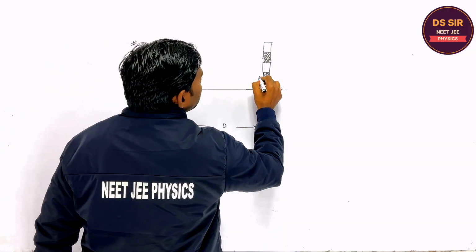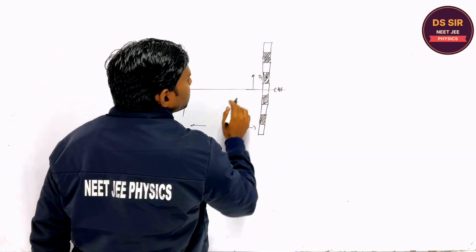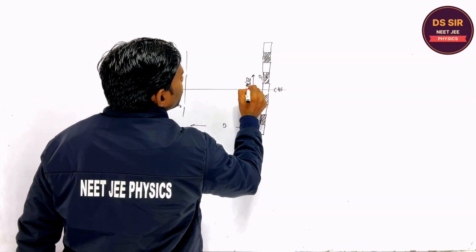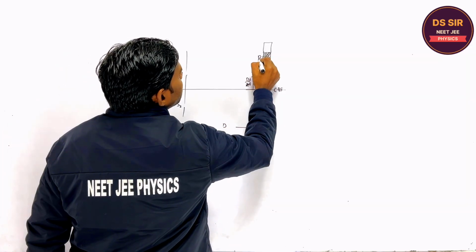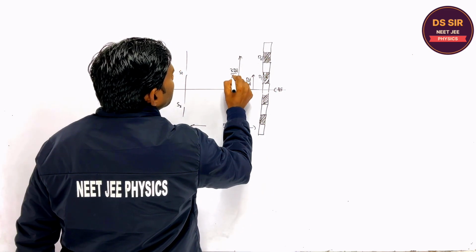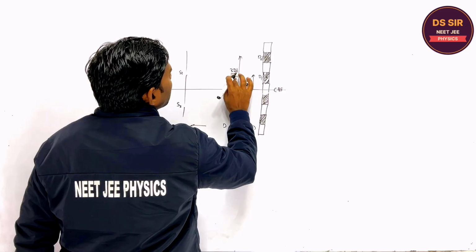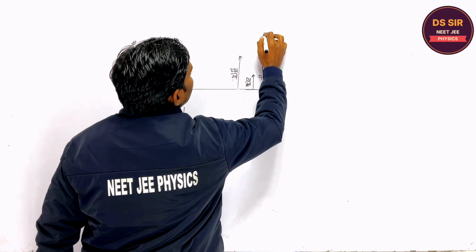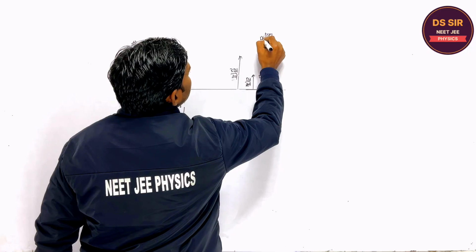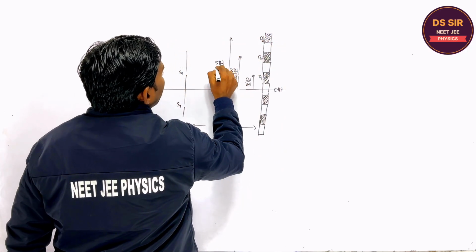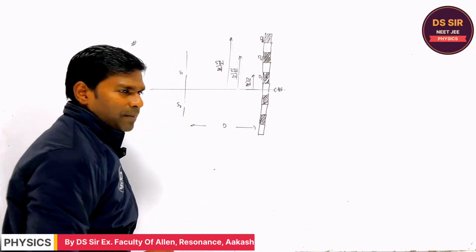If you consider this the d1, what is this distance? This is D lambda over 2d. And if this is the d2, what is this distance? 3D lambda over 2d, right? And if you consider this the third dark fringe, this is the d3. So what is this distance? 5D lambda over 2d, right?